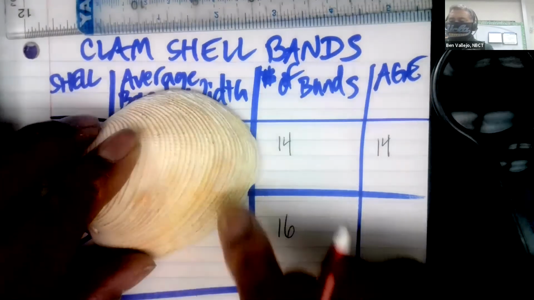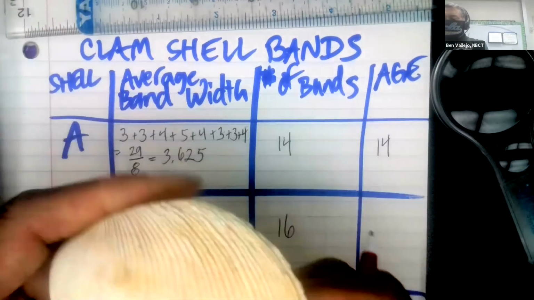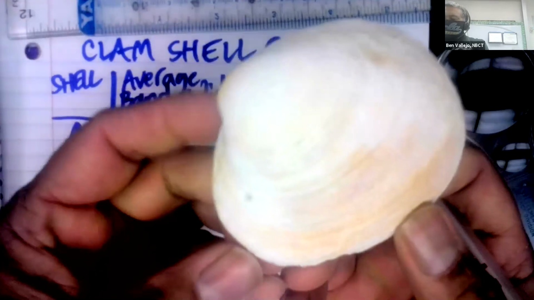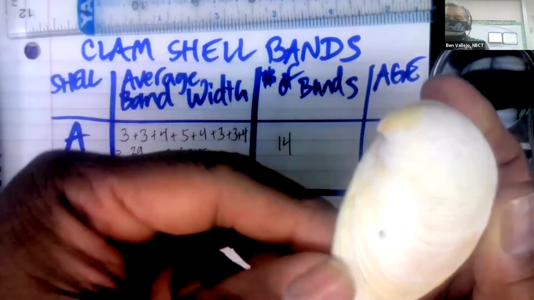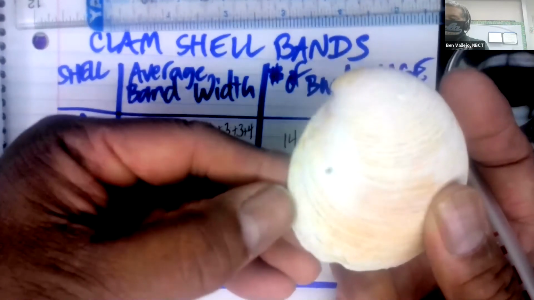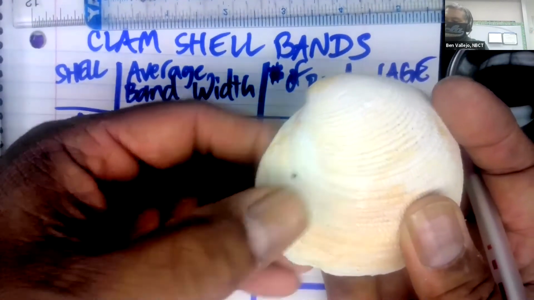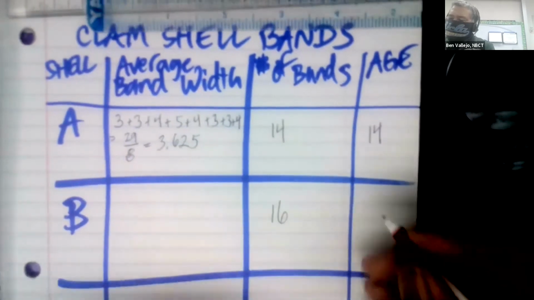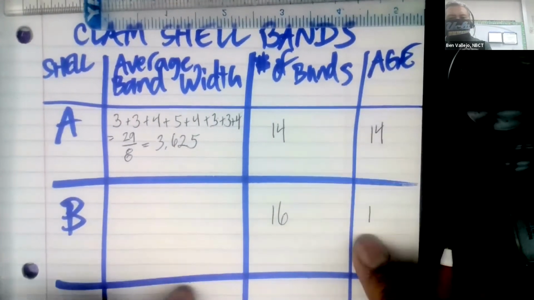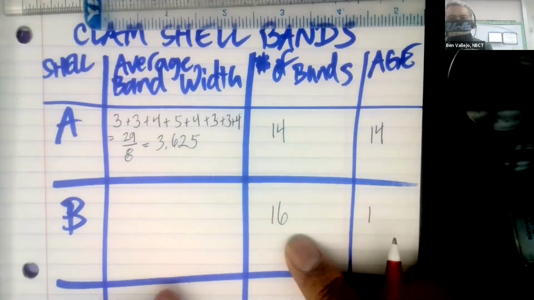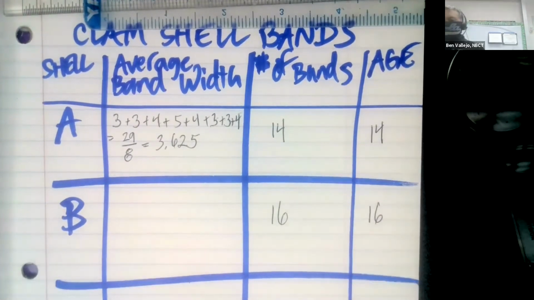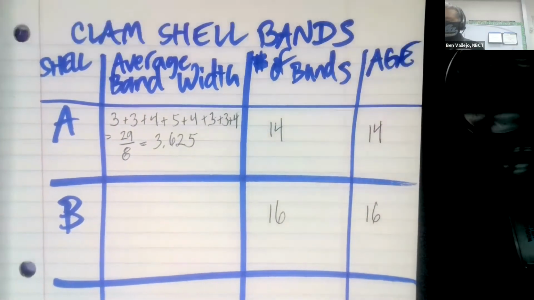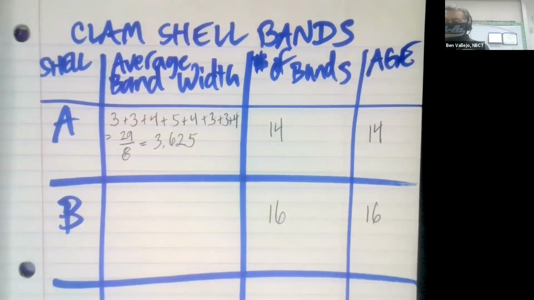Now it has a lot of lines, but if you were to hold this and feel it, there are lines that are more distinct than others. And over here on the side, they have some more prominent cracks. So those are the ones I counted. So 16. And how old is this if it has 16 bands? You're right, 16. All right, so you got 16 bands, you got 16 years because each year is a band. It's like a tree ring.